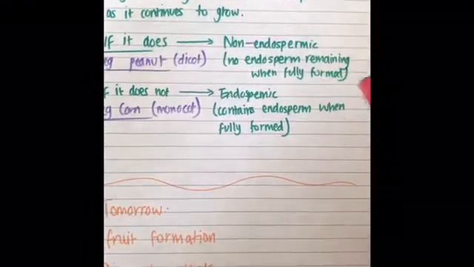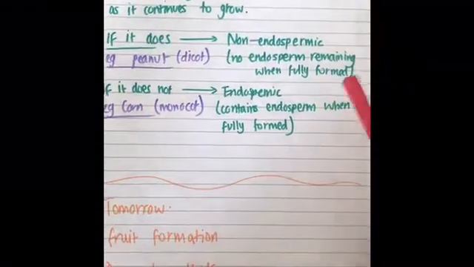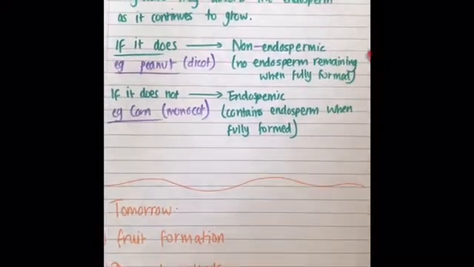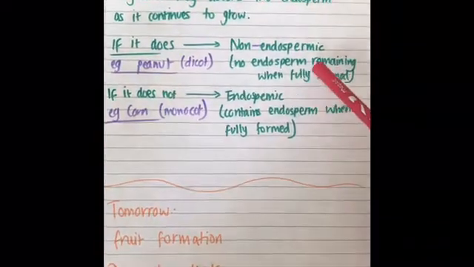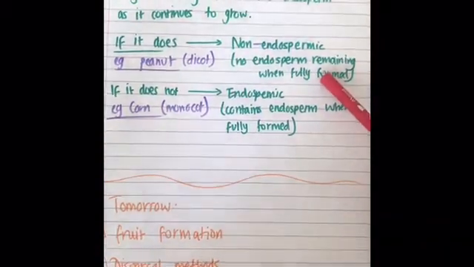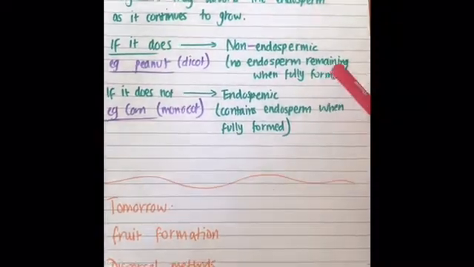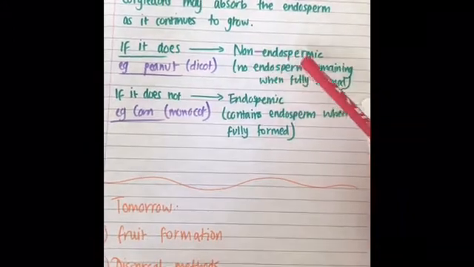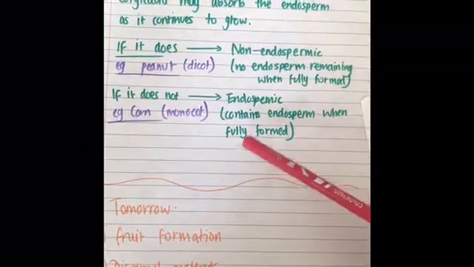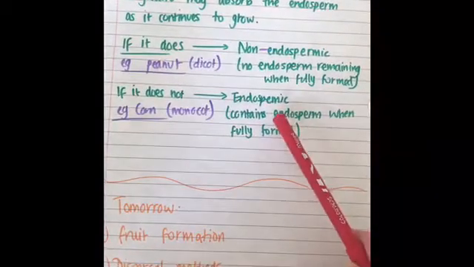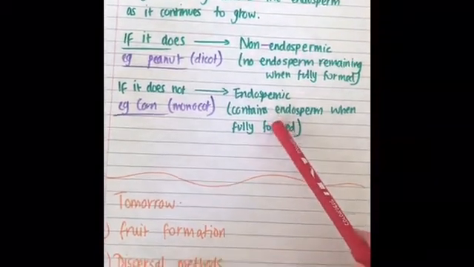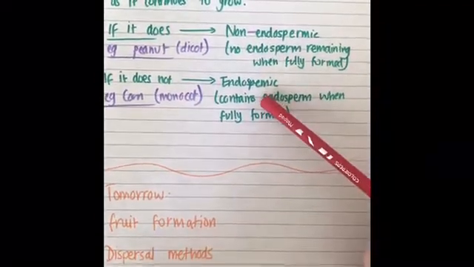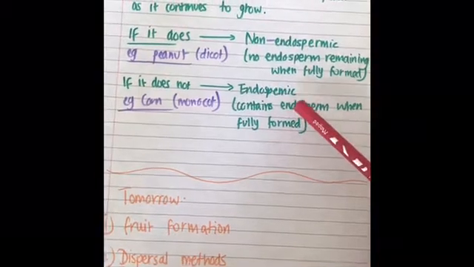So as the cotyledon gets bigger, it absorbs more of the endosperm, as I said before. If it absorbs the full endosperm, that means that there's no endosperm remaining when the seed is fully formed. So if it has no endosperm remaining, it is called a non-endospermic seed. If there is still some endosperm remaining, that means that the cotyledon has not absorbed the full endosperm, then the seed is classed as being endospermic because it has some of the endosperm left.